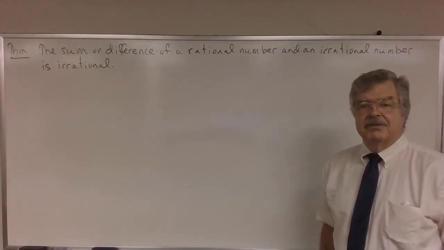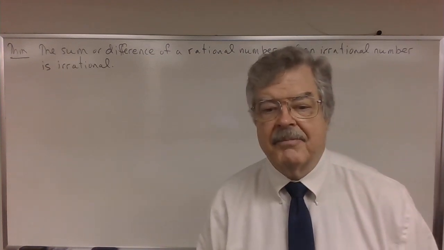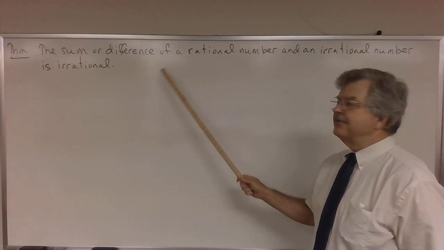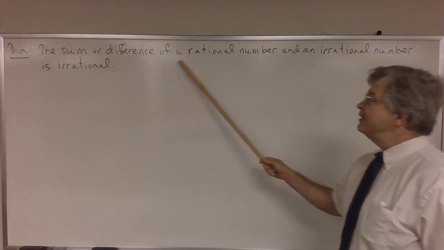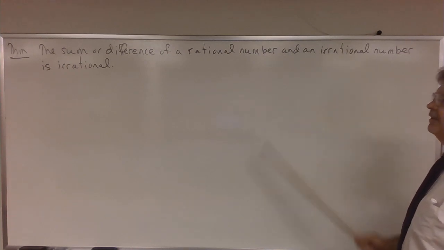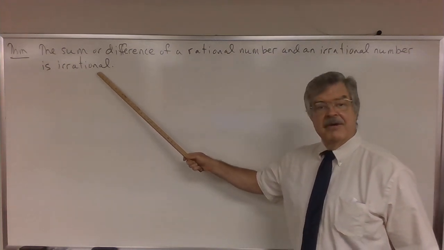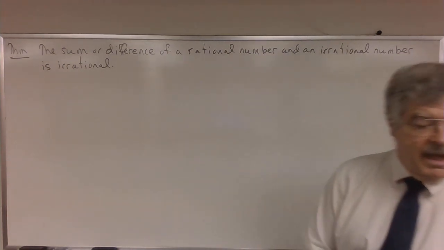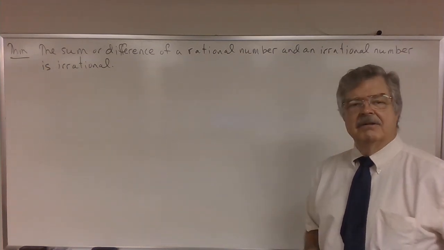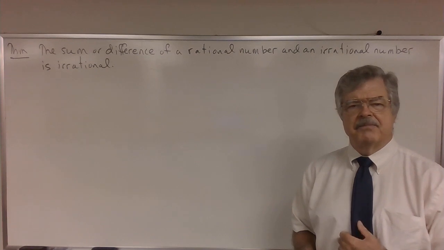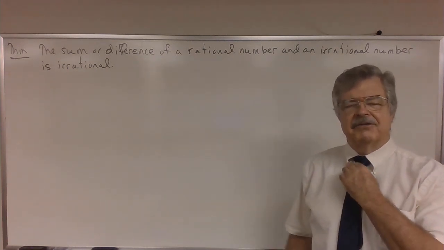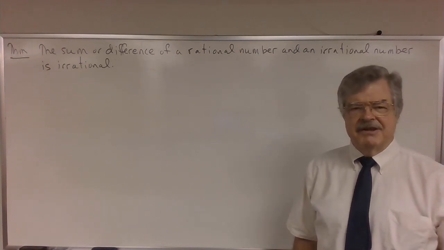Here's our first proof for today, our first theorem. The sum or difference of a rational number and an irrational number is irrational. And for the sake of making this proof a little bit more straightforward, I'm going to take this statement and write it explicitly as a conditional statement.